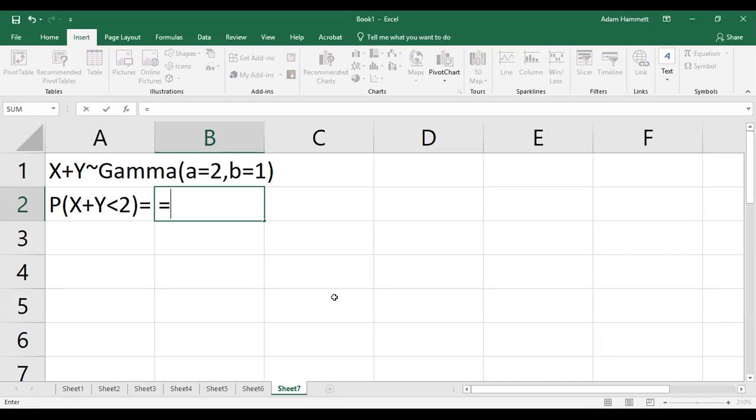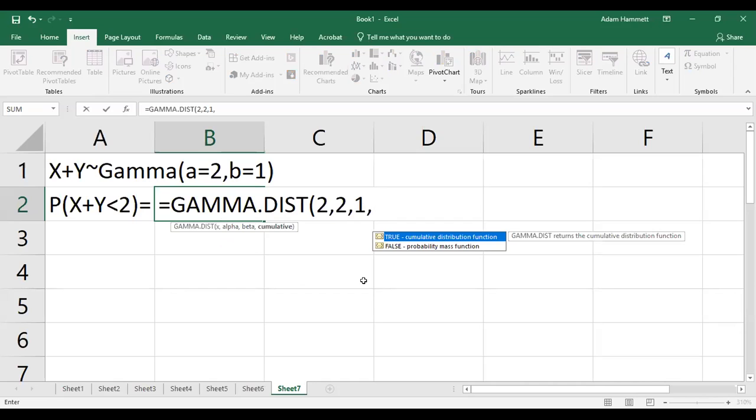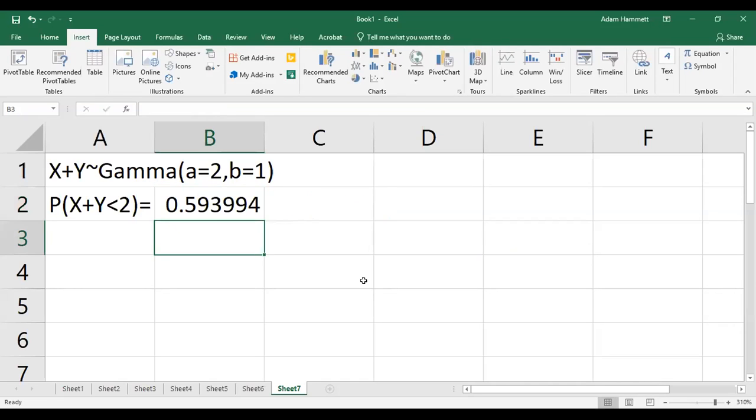So how do I do this? I'm going to go equals gamma. So here's the gamma distribution. What's our x, the thing we're going up to? Well, that's 2. Remember, that means 2,000 hours. What's alpha? Well, 2. What's beta? 1. Do I want it to be cumulative? Yes, I do. And I get basically a 59.4% chance of that happening.